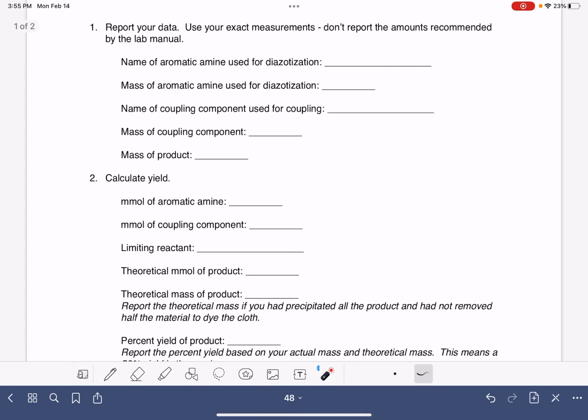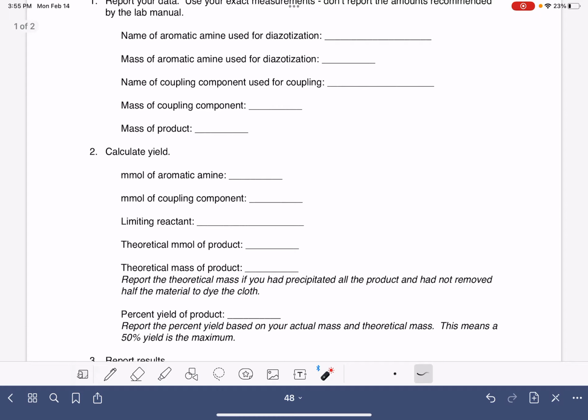In question number 2, you'll be calculating your yield, starting by calculating the millimoles of the aromatic amine and the coupling component. If you need the molecular weights for these, they are in table 48.1, which is on page 393. Once you get these millimoles calculated, then you'll determine the limiting reactant. It's just the smaller of the millimoles. And then you'll use that to calculate the theoretical millimoles of your product.